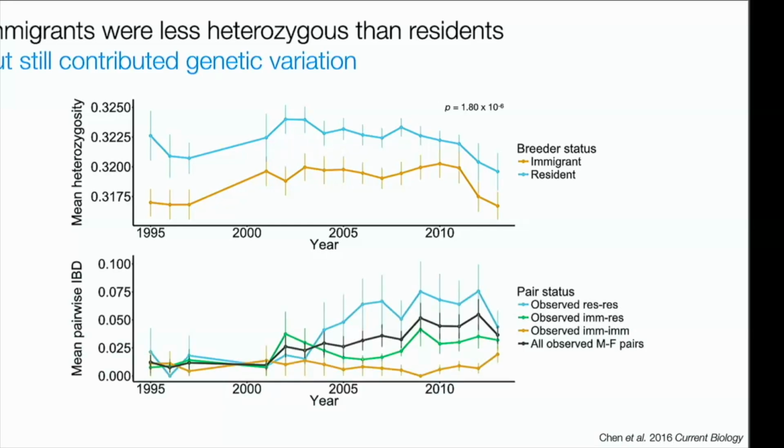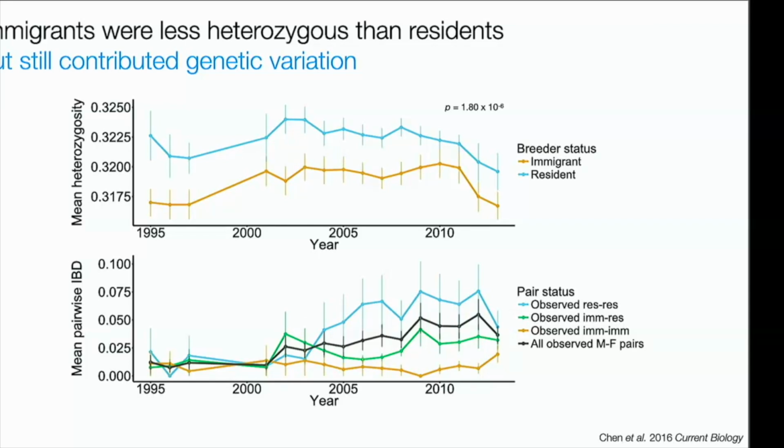However, if you look at patterns of pairwise relatedness, these incoming immigrants are important for contributing genetic variation to our population. On the bottom, I'm showing genomic relatedness measured as mean pairwise identity by descent for resident breeders in blue, immigrant resident breeders in green, immigrant breeders in yellow, and all potential male-female pairs in our population in gray. You can see that immigrants are much less related to each other than our residents.